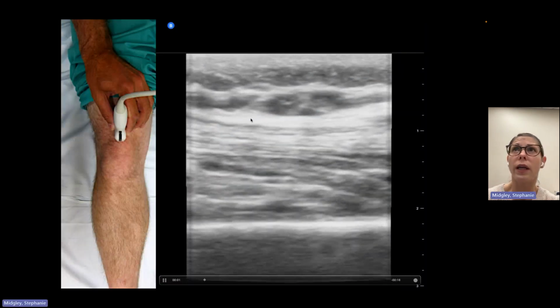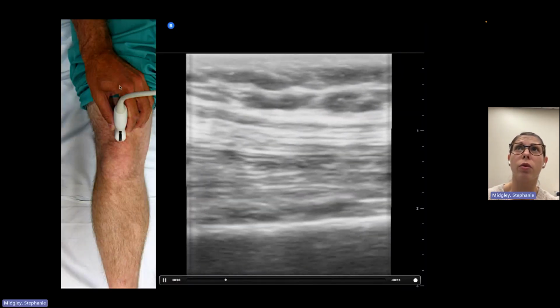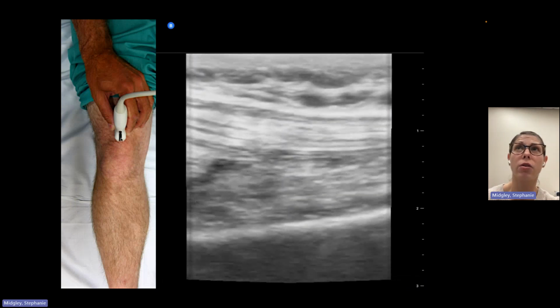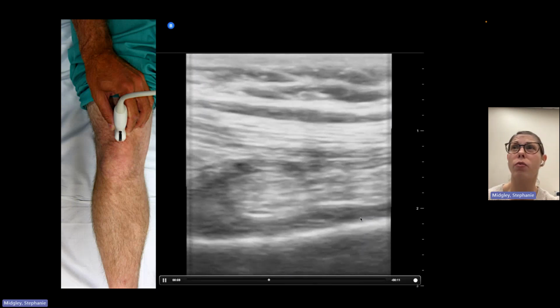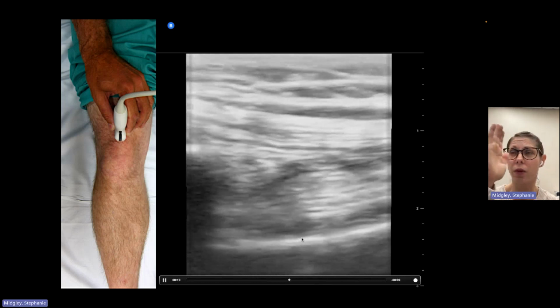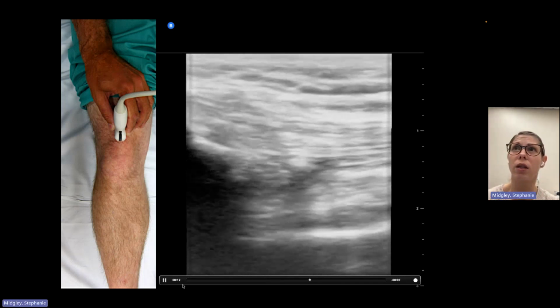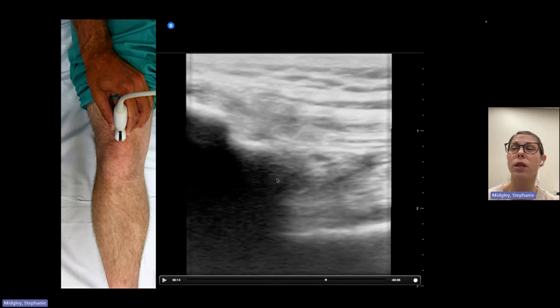Cool. So again, you're going to be in long axis. We're going to move from the thigh into the center, right down the knee. You're going to get your bone nice and crisp and clear, and then I'm just going to pause that for a second. Cool. So here again, that's my femur. Here's my patella. You can kind of see, not super clear, but this is the quadriceps tendon, and then here's the quadriceps down here.